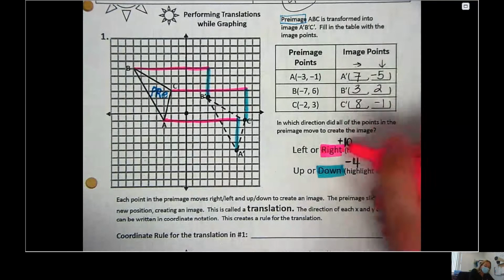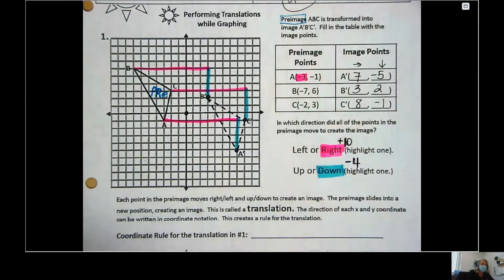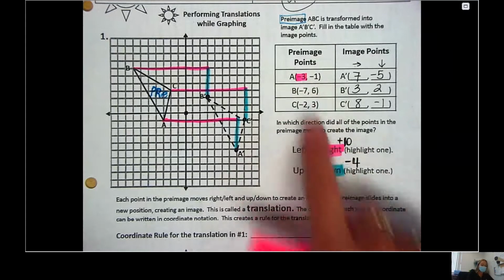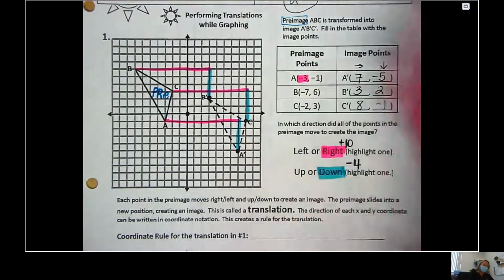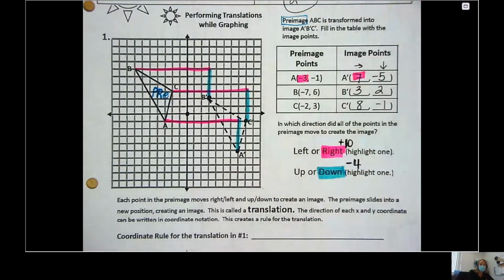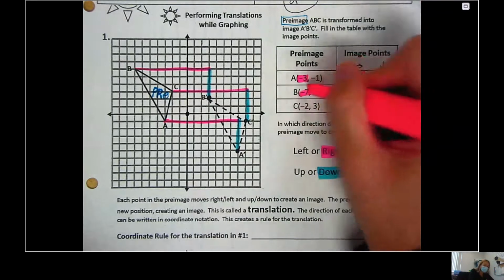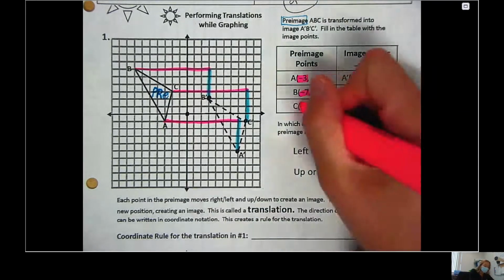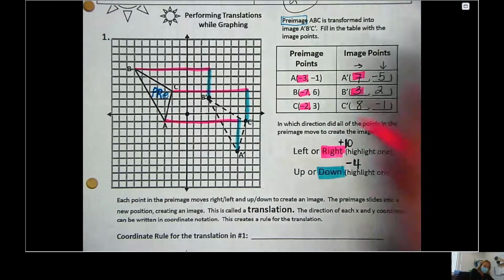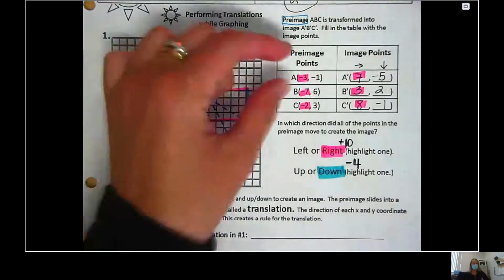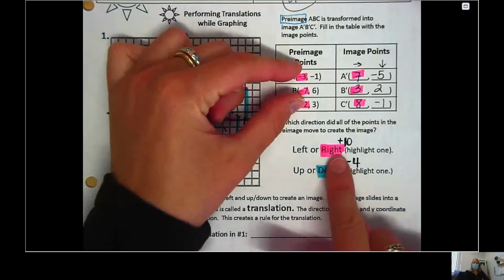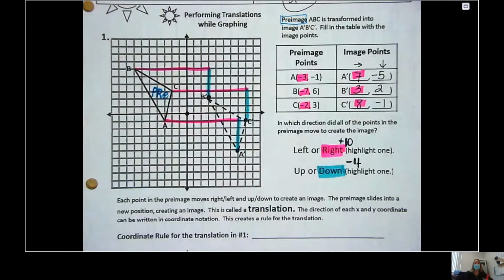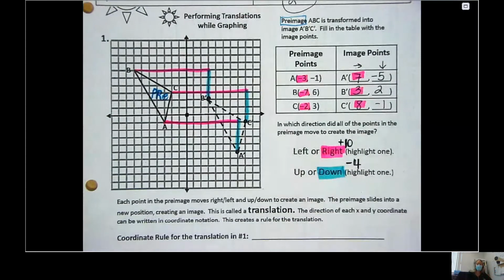If Miss Tommaso went right 10, that means I need to take a -3 and add 10 to it. What happens when Miss Tommaso does -3 plus 10? 7. Oh, I get 7. Look at that. It's right there. What happens when I do -7 plus 10? 3. I get 3. What about -2 plus 10? 8. So notice you're taking the pre-image, you're doing whatever the translation is, and you should end at the image points. Same thing for your y values.